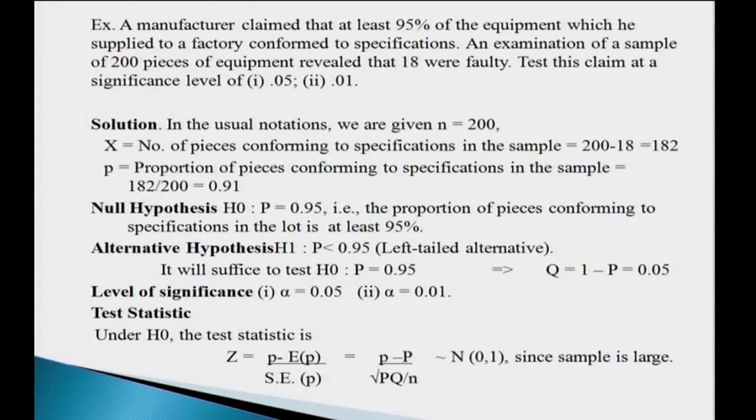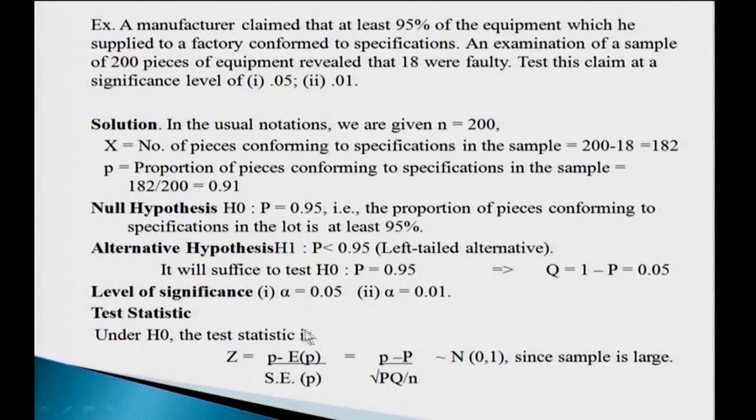Okay. There is one more example here. A manufacturer claimed that at least 95% of equipment which he is supplying to a factory conforms to the specifications. An examination of a sample of 200 pieces of equipment revealed that 18 were faulty. He was claiming 95% satisfy the specifications. Out of 200, 18 were faulty. We have to test his claim whether at least 95% are meeting the specifications or not.